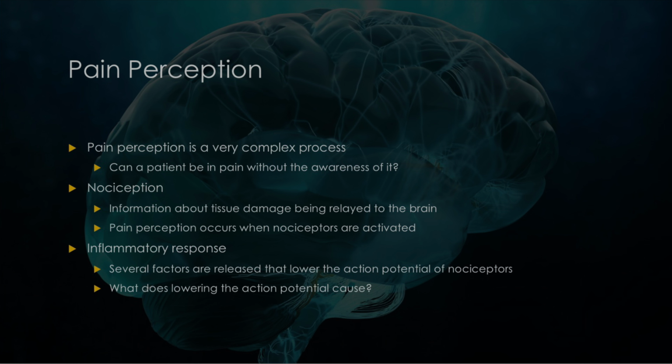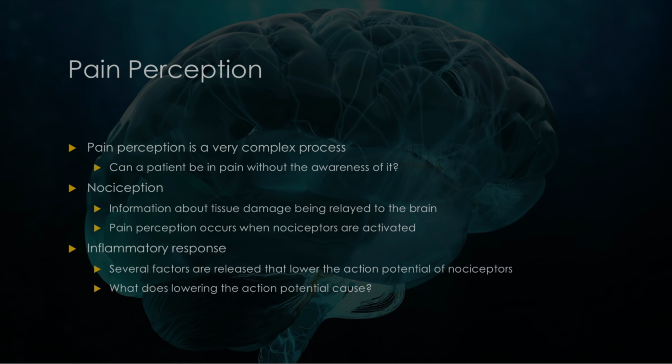Here's the sequence: a painful stimulus, external like a burn, or internal like ischemia, activates nociceptors. Those signals travel through peripheral neural pathways toward the central nervous system and interact with the autonomic nervous system along the way. Once the brain processes and interprets that incoming information, the patient experiences pain.